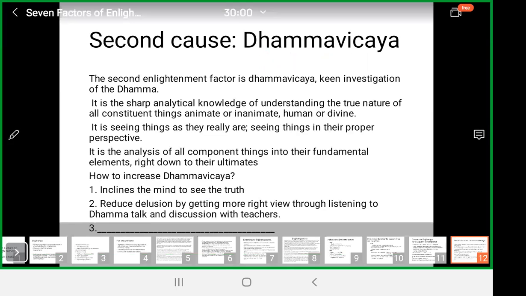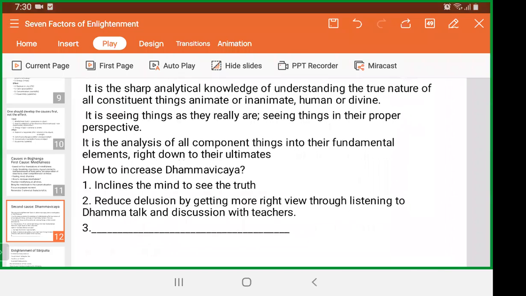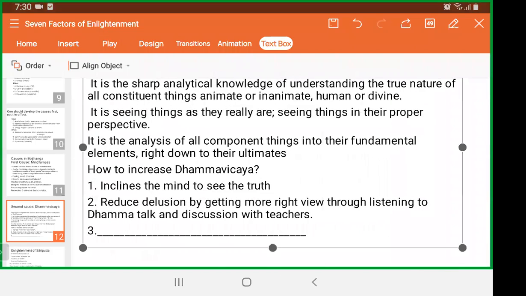Okay. So any suggestion from you all? So how about number 3? Anybody want to add on to this point? So just remember the key point, Dhamma Vijaya is actually wisdom by itself.